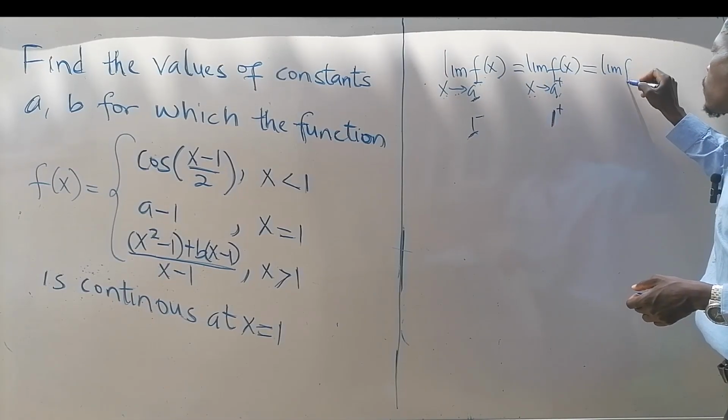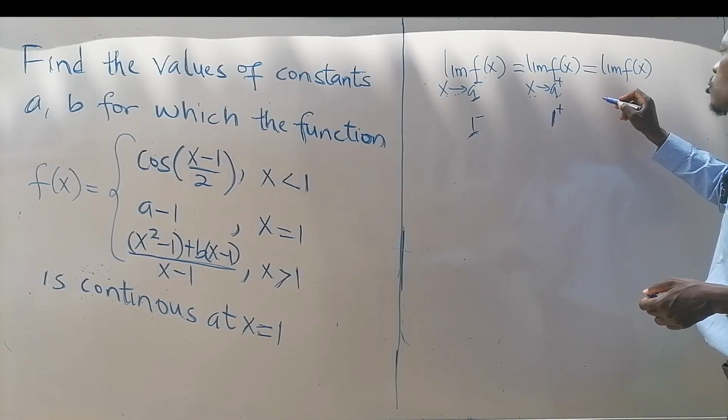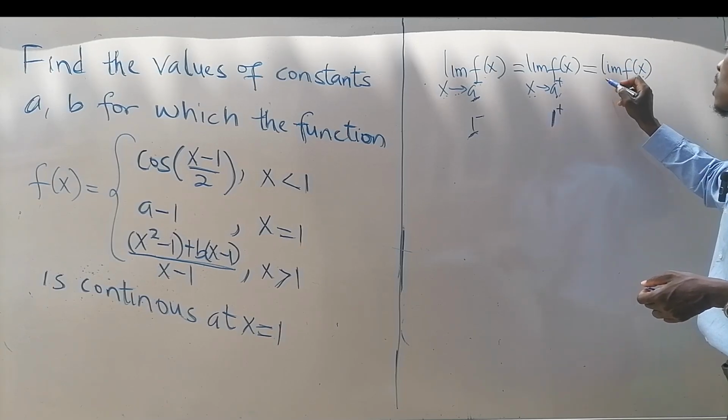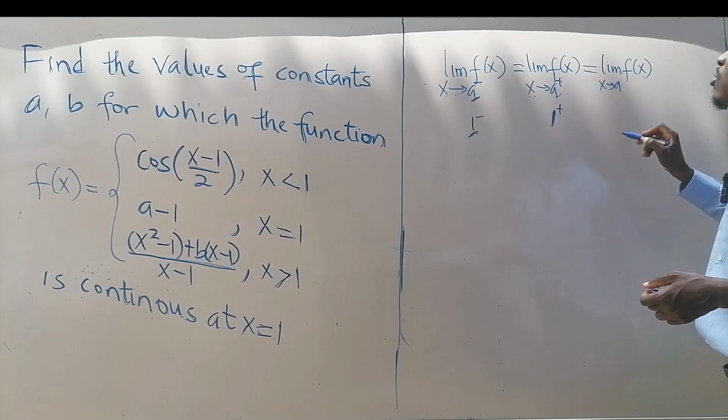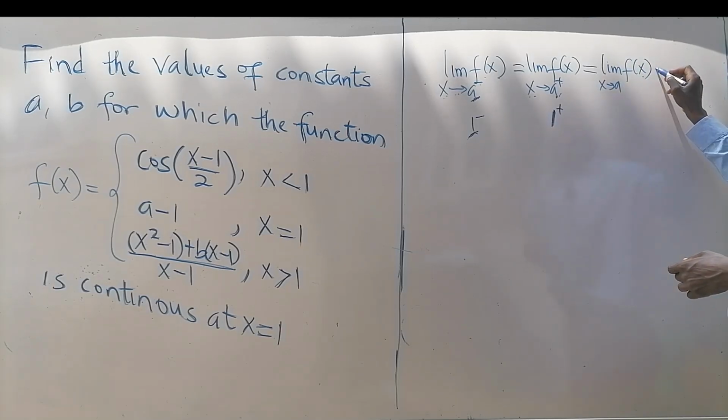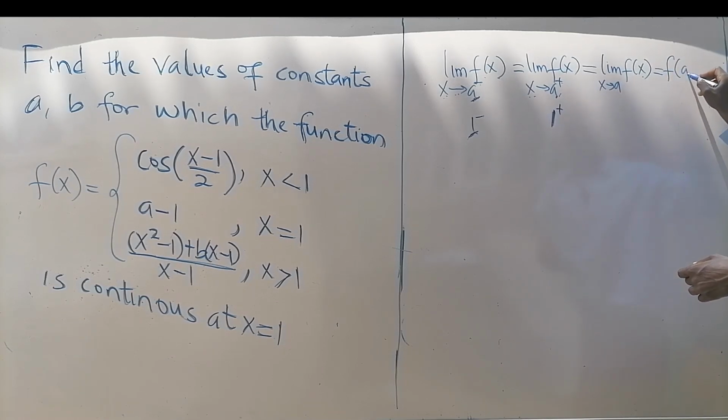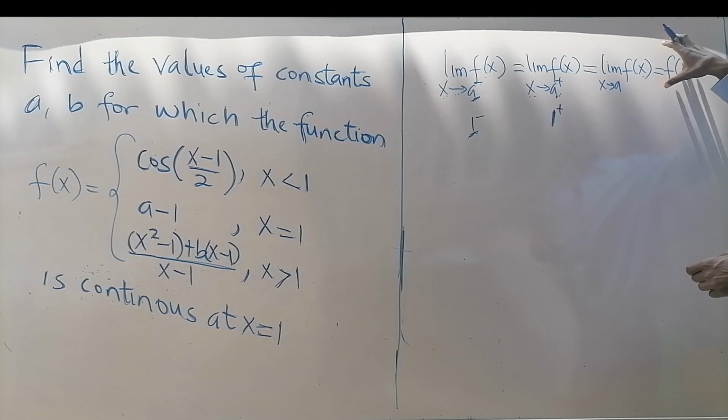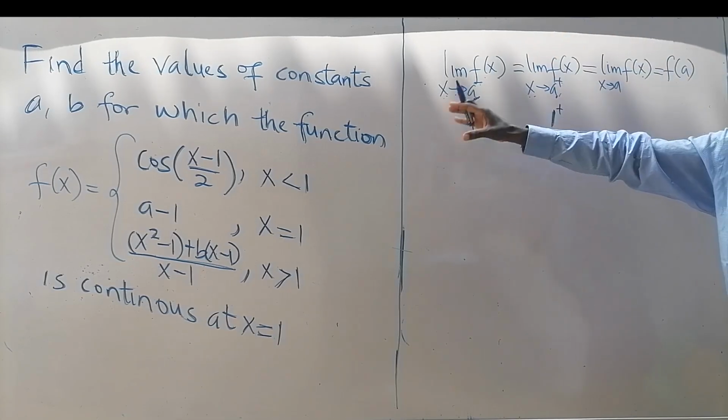If the limit exists, if the left and right limits are equal, then the limit of f of x as x tends to a will be equal to f of a. So this is going to be the roadmap to this question.